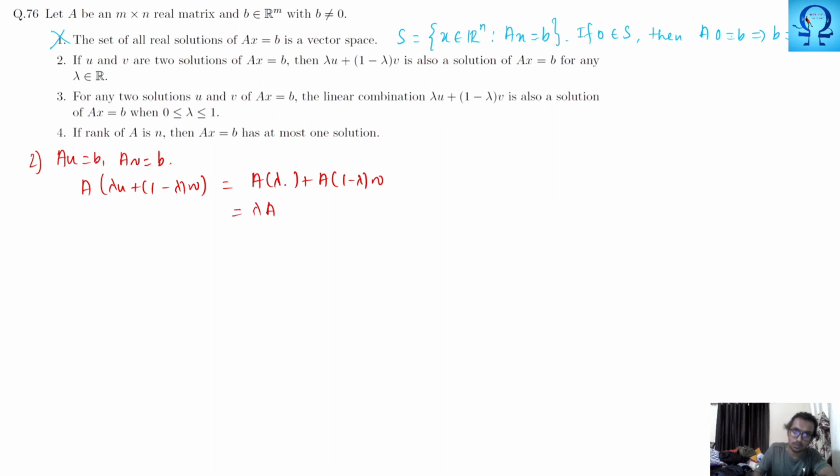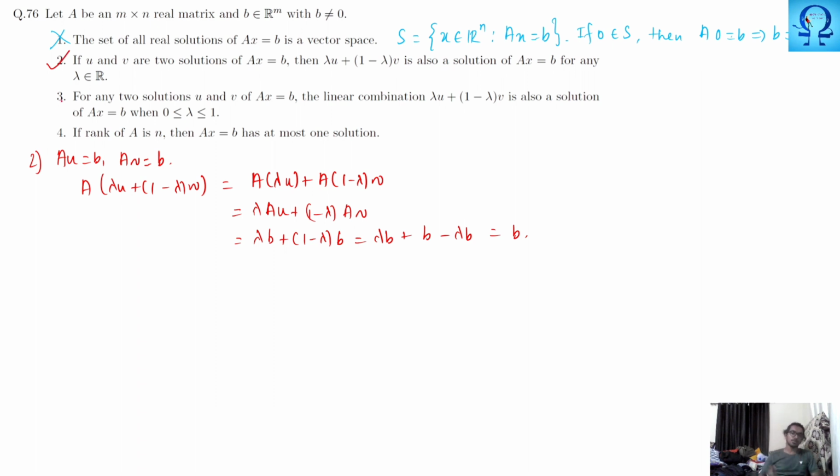A u plus 1 minus lambda a v. Fine. So what is a u, which is b, and what is a v, that is also b. So what we have is lambda b plus b minus lambda b, which is simply b. Here no matter what lambda we chose, this is turning out to be a solution. So whatever may be the value of lambda that you choose, your lambda u plus 1 minus lambda v is a solution of Ax equals b whenever u and v are solutions of the system, right?